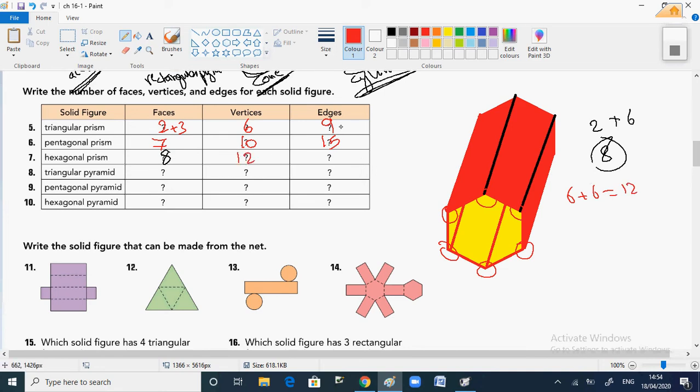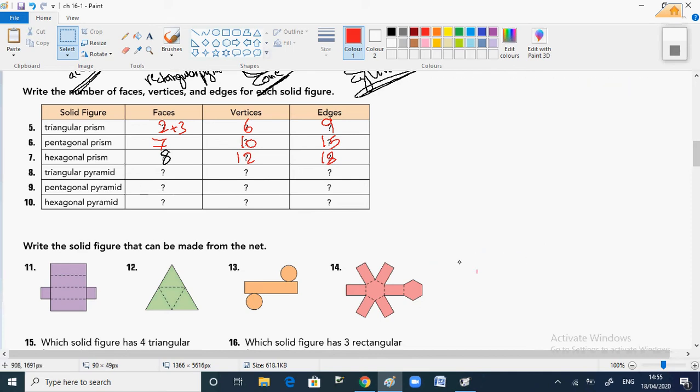Okay, for edges, 6 edges down in the base 1, and in the base 2, 6 edges. And the rest faces connect between the base 1 and base 2, we have 6. So it's 18. Okay? And for a triangular pyramid, let me draw it for you. Here I have the base triangle, and I have to connect between all of them.